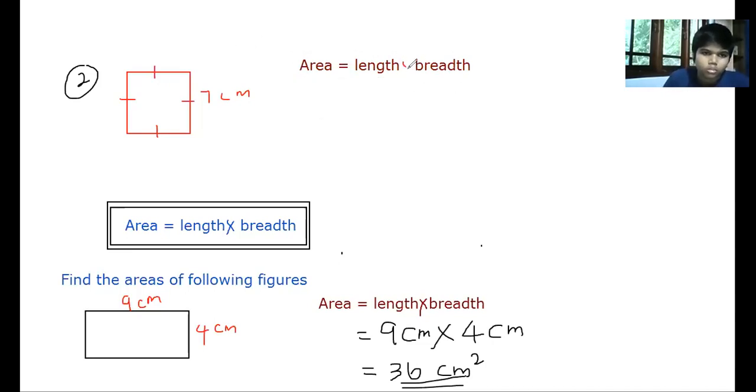Then you have to substitute the values. The square's length and breadth are equal, no? 7 and 7. So what do you have to do? You have to substitute the values. Length 7 centimeters, breadth 7 centimeters. 7 multiply 7, 49.